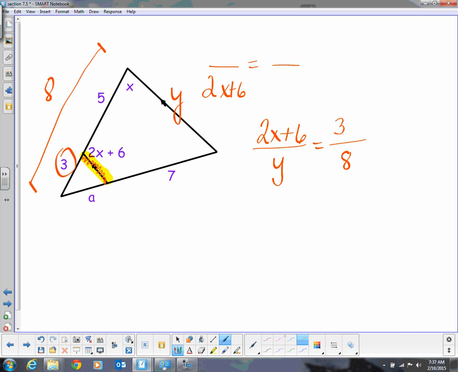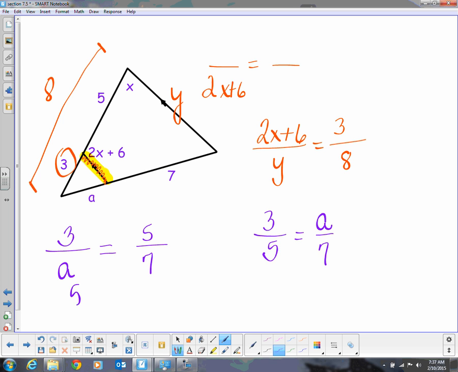What's another proportion I could write? If I start with 3, 3 is to what? What did you say? Did you say x or a? So if we say 3 is to a, then what are you going to say? 5 is to 7. That works. What else could we have done? We could have said 3 is to 5 as a is to 7.